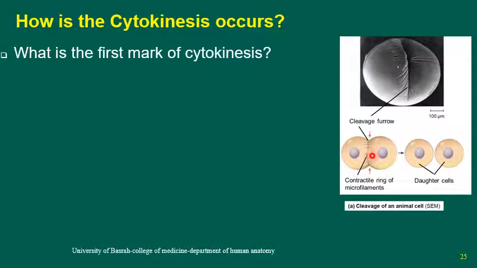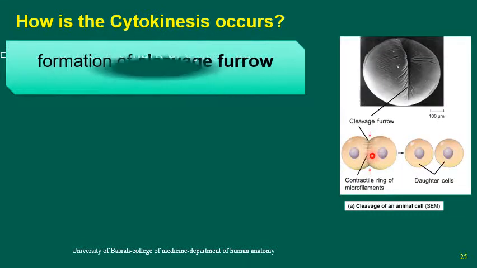What is the first mark of cytokinesis? The first mark of cytokinesis is the formation of the cleavage furrow, or invagination of the cell membrane, which forms midway between the centrioles and gradually deepens until the daughter cells are completely separated.